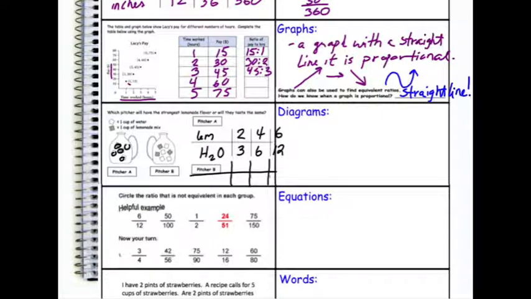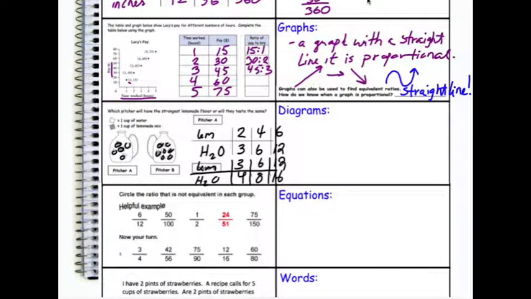Pitcher B has 3 cups of lemonade compared to 4 cups of water. So if I increase my ratio, I go from 6 to 8, and then again from 12 to 16. So what I really want to focus on in diagrams is that the picture provides the information needed to collect my data. So I always want to refer to the picture.